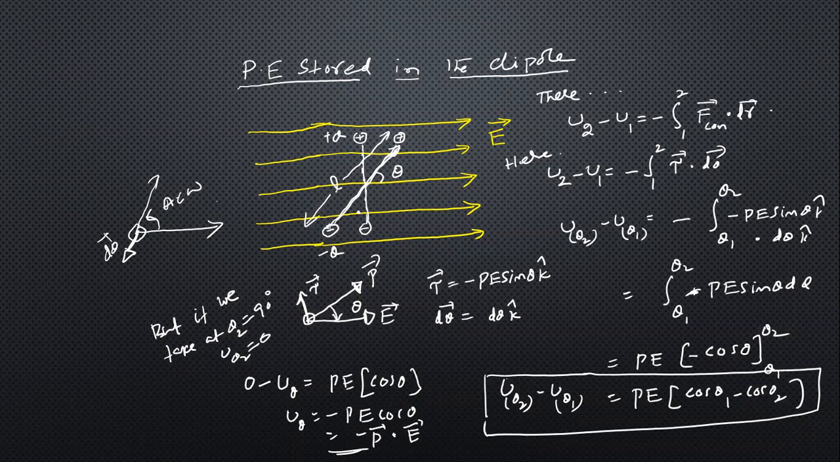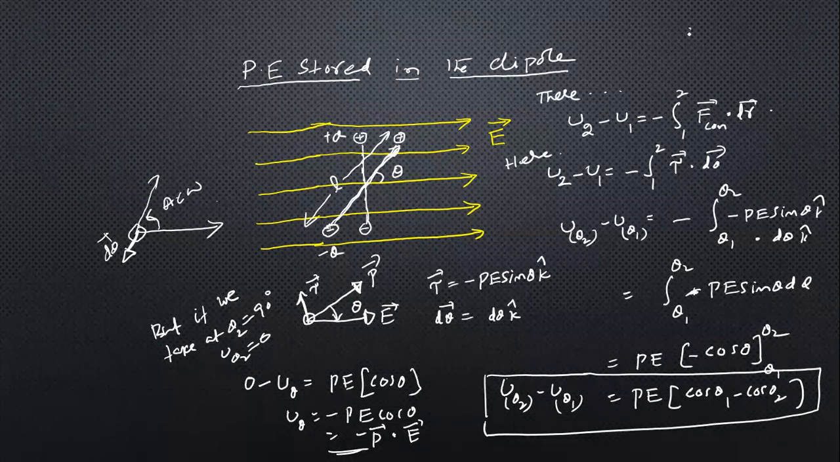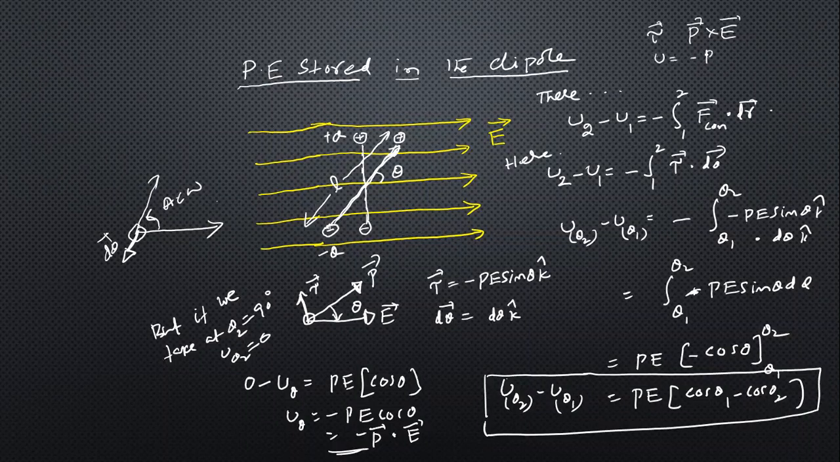So there was a P cross E, which was torque, right? Now there is U equals minus P dot E. But remember, when you say U, you need to know this PE cos theta, the theta is which the dipole is making with E. And at 90 degrees, we took it as 0. So that has to be kept in mind.